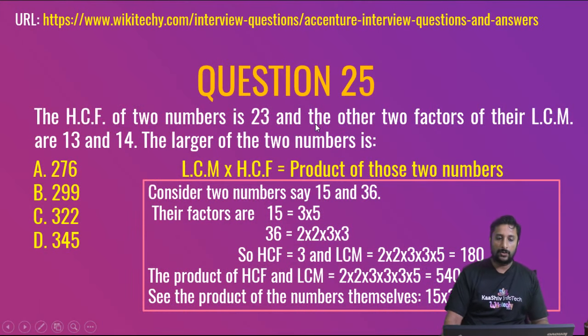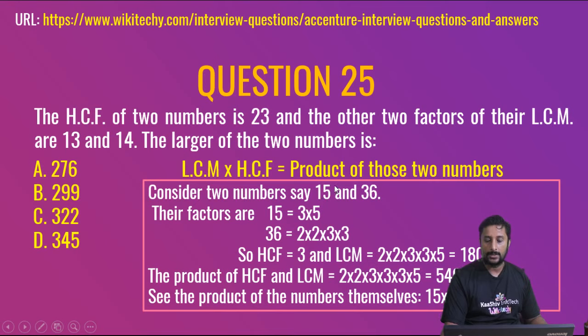Now here is the final question. The HCF of two numbers is 23 and the other two factors of their LCM are 13 and 14. What is the larger of the two numbers? Here you should understand the basics: HCF times LCM is equal to the product of the two numbers. I will tell you an example.